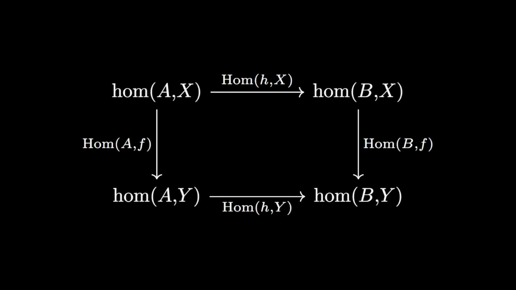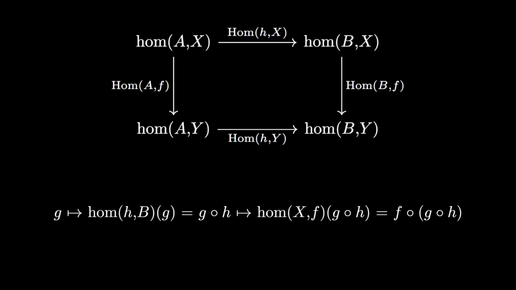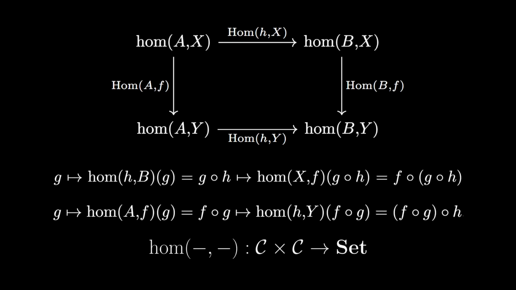Let f from x to y and h from b to a be morphisms, and consider this diagram. Consider a morphism g from a to x in the top left here. We'll follow how it's mapped under the square along the two different paths in a technique called diagram chasing. Along the upper path, we precompose with h before postcomposing the result with f. Along the lower path, we postcompose with f before precomposing the result with h. But by associativity of morphism composition, we see that these paths are equal and that the diagram commutes for any choice of g. This suggests that the double argument Hom functor is a bifunctor from C cross C to Set, covariant in the first argument and contravariant in the second.